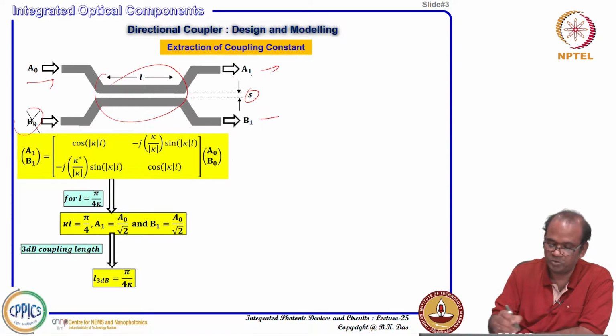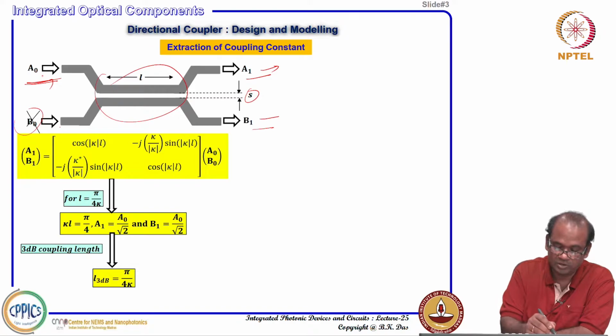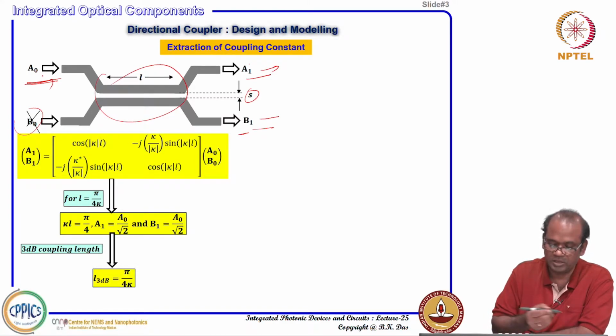If you are launching here, let us consider B naught is nothing is there. So, how much power you will be getting in the bar port, and this will be in the cross port. B1 is the cross port, and with respect to this input, this is your bar port, and with respect to this will be your cross port. If you are launching here with respect to this one, this will be your bar port and this would be your cross port, that is vice versa.